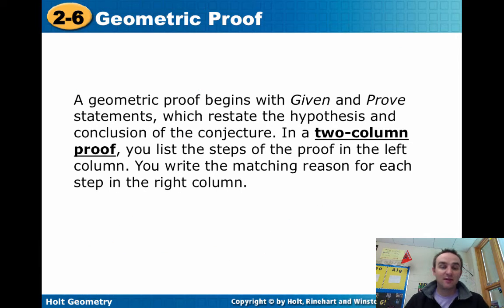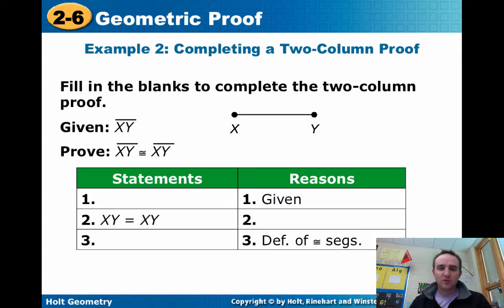Geometric proof begins with given and prove statements, which restate the hypothesis and conclusion. In our two-column proof, that's what we're starting today, you will list the steps in the left column and the reasons in the right. So if we take a look at that, the first one should be pretty easy here. The reason is that it's given.